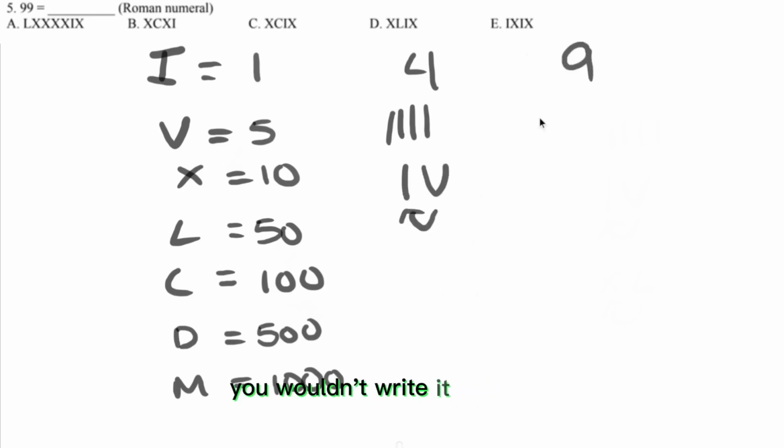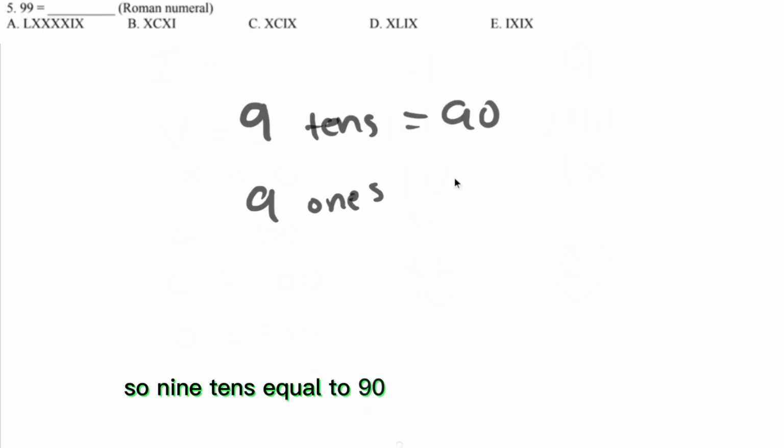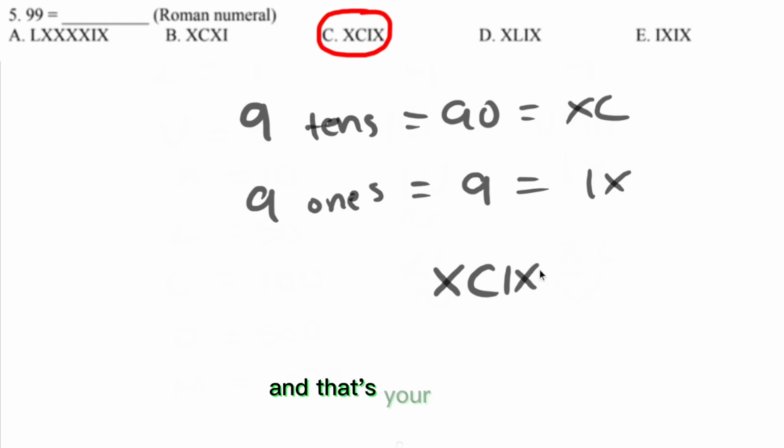Same thing with a 9. You wouldn't write it as VIIII. You would write it as 1 before the next number. So that's IX. And the same thing goes on if you go up in scale. So a 40 would be XL, because it's 10 before a 50. And a 90 would be XC, because it's 10 before 100. Now that you know that, let's move on to our problem. So 99 is nothing but 9 tens and 9 ones. So 9 tens is equal to 90, and 9 ones is equal to 9. 90 is equal to XC, and 9 is equal to IX. So now we just combine these, and that's XCIX, and that's your answer.